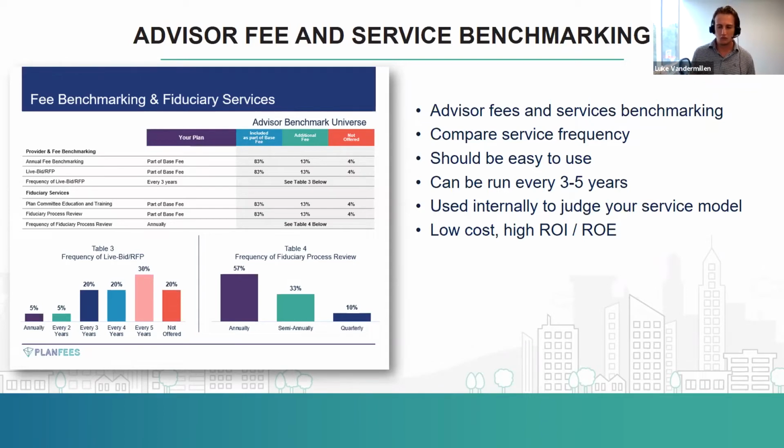And so with this frequency of live bid RFP table, you can see at the bottom here, if I was an advisor that offers annual fee benchmarking, I'd point right over here and say, hey, only 5% of advisors are offering benchmarking annually. So it's something you can point out in your service model to say, hey, I'm a high level advisor. My price might be a little bit higher than the average fee, but you pay a premium price for premium service. And that's the way we see this Prism 365 report being positioned by our advisors.